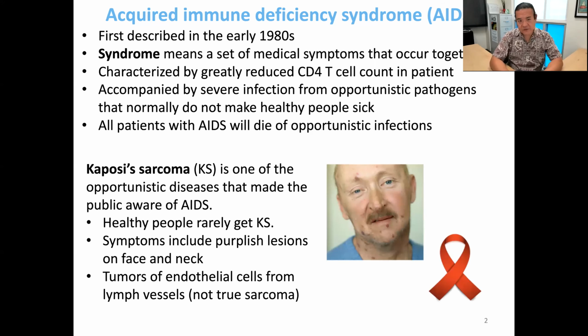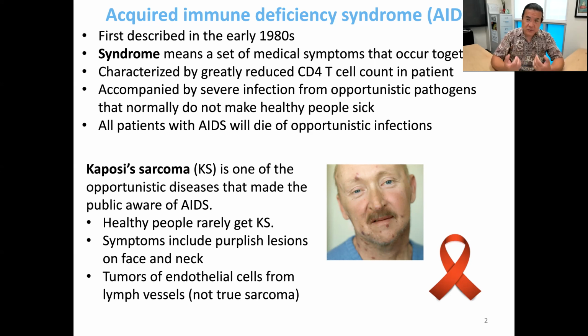One of these examples is Kaposi sarcoma, or KS. It's one of these opportunistic diseases that really made the public aware of AIDS. Healthy people with strong immune systems rarely get KS. The symptoms of KS are purplish lesions on the face and neck. These are actually tumors growing from the cells of the lymph vessels. So even though it's called a sarcoma, it's not truly muscle tissue, which is often what you usually think of when you hear sarcoma.